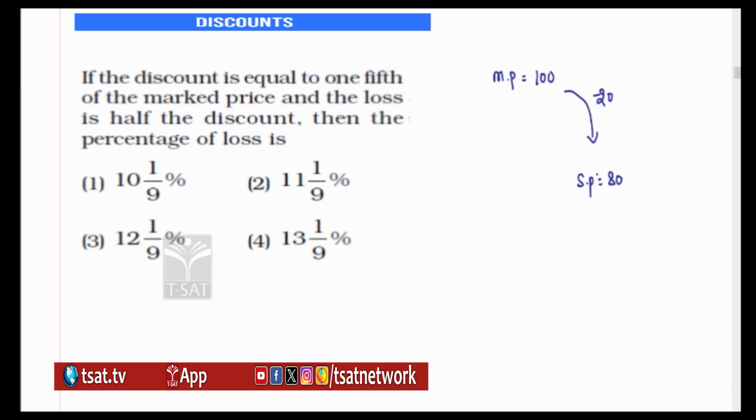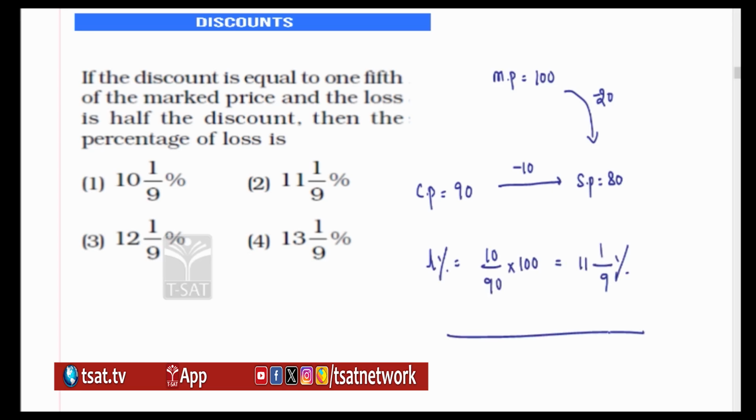Selling price is 80, and he also asks for the percentage of loss. The loss is half of the discount, so you are getting 10 rupees loss. If you are getting 10 rupees loss, your cost price would have been 90 rupees. Then only you are selling it for 80 and getting a loss of 10 rupees. Therefore, what is the loss percentage? Loss percentage is 10 out of 90 into 100, which is 11.11 or else 11 1/9%. Simply by taking the values we are doing it.